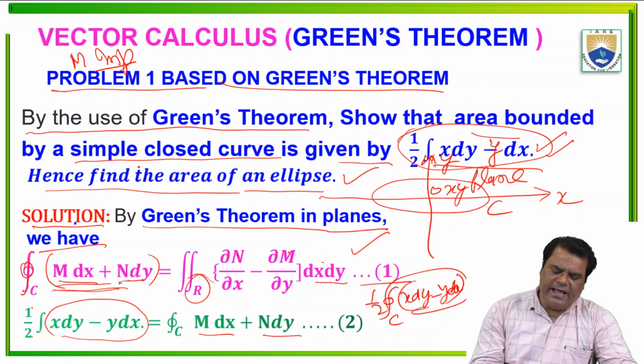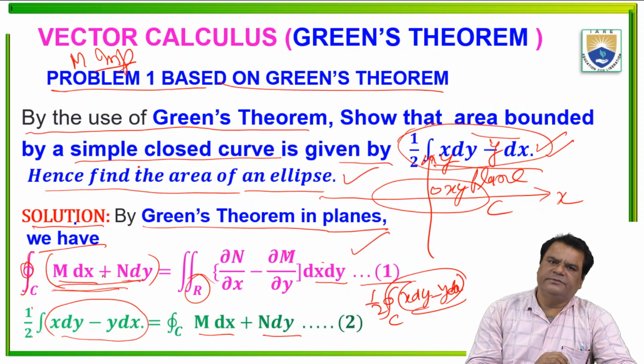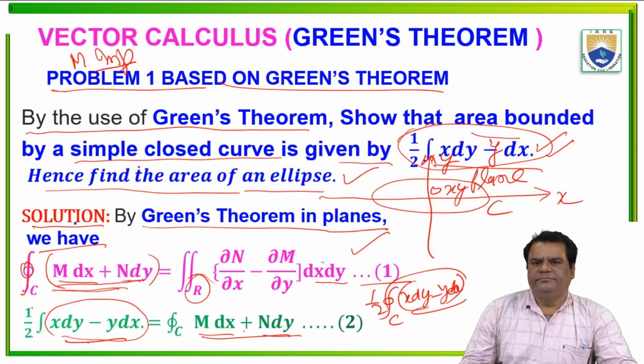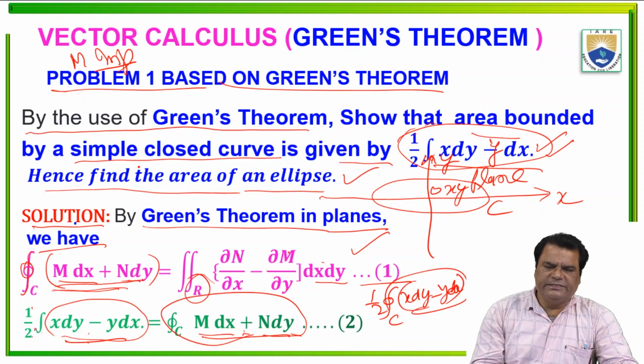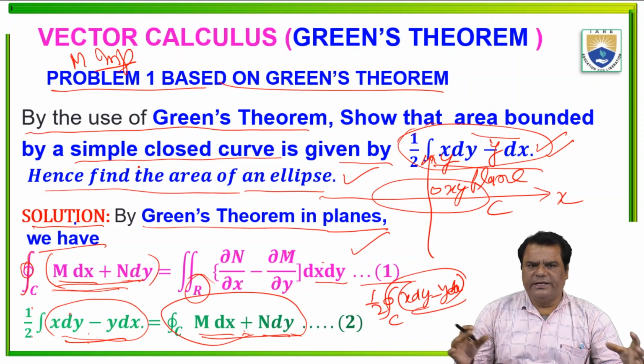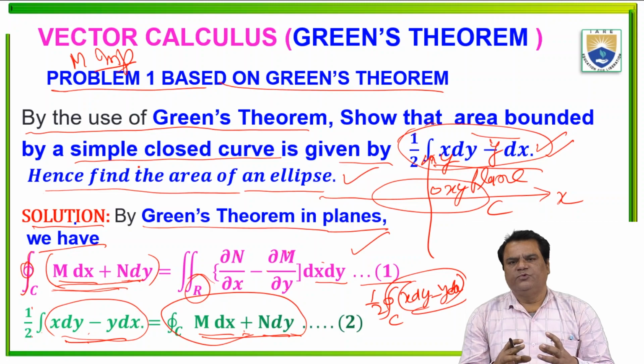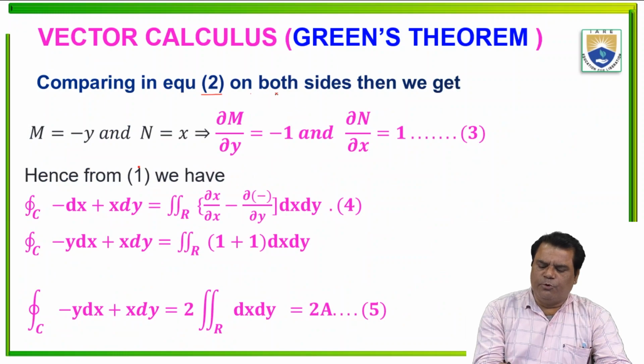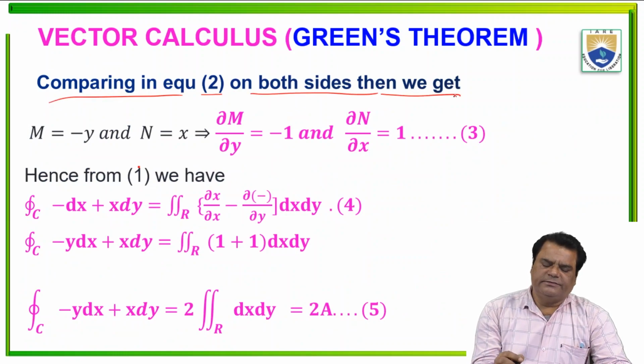But in our formula, it is M dx plus N dy. This is the general integral, and this is the integral in our question. This is the left side in our formula, and this is the left side in our question. So we keep both results equal to find the values of M and N. Now comparing equation 2 on both sides, we get M and N.